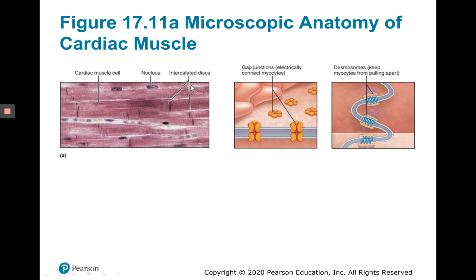If we take a closer look at these intercalated discs, we would see that they contain gap junctions that electrically connect myocytes, and desmosomes, which keep myocytes from pulling apart but allow for a little bit of stretch. You can think of desmosomes kind of like molecular zippers. There's a little bit of tension or give on each side of their interconnecting cadherin proteins.